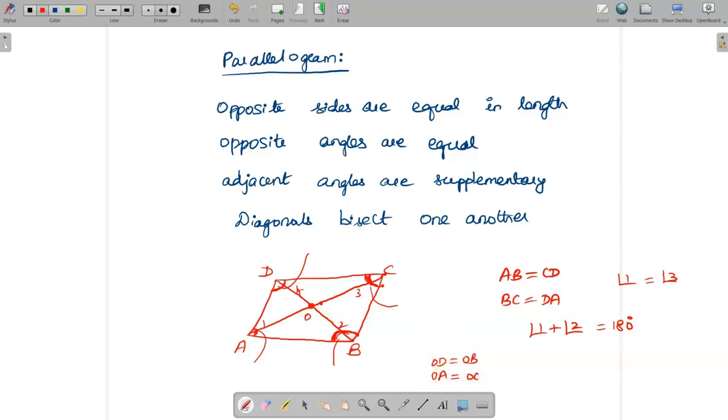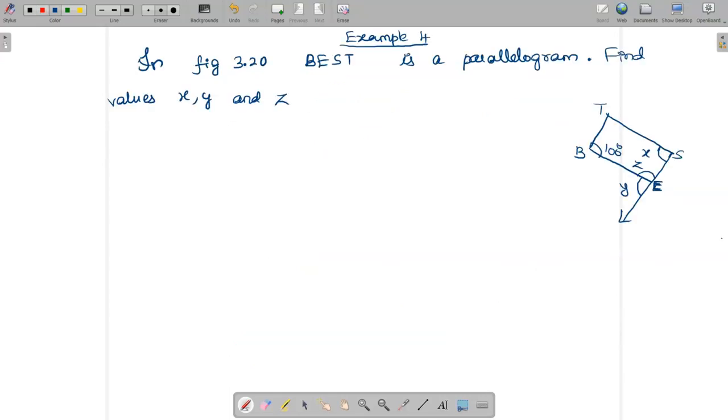Before solving the problem related to the parallelogram, these properties you should know. So with the properties learned, let us see example 4. In example 4, it is given in the figure that BEST is a parallelogram. We need to find out the value of x, y as well as z.